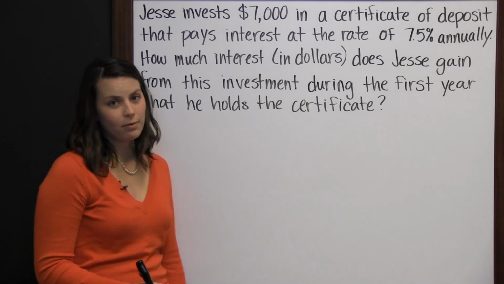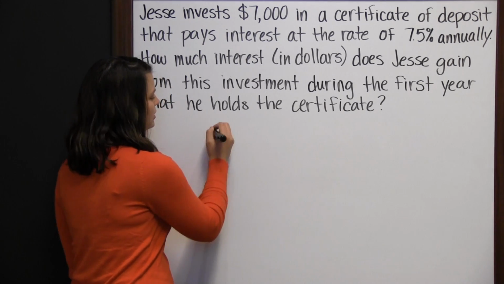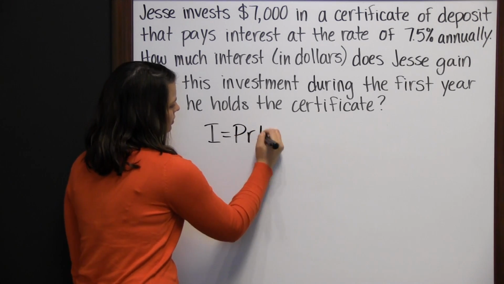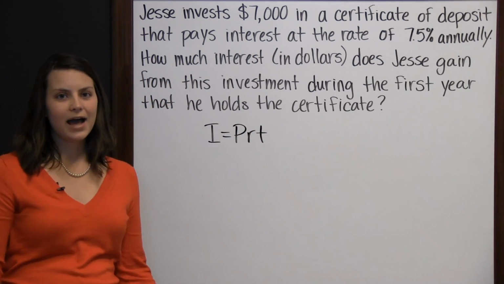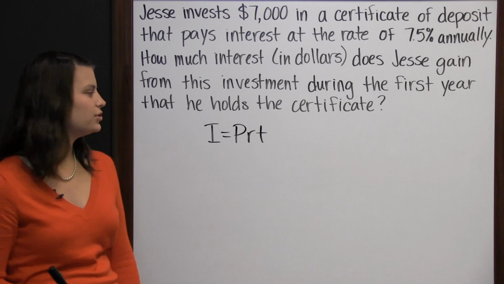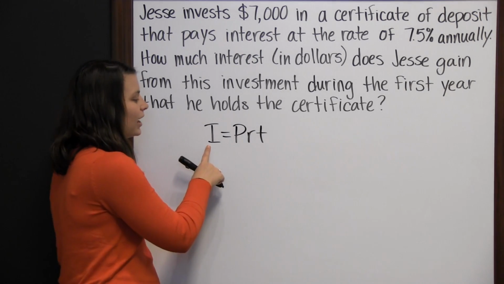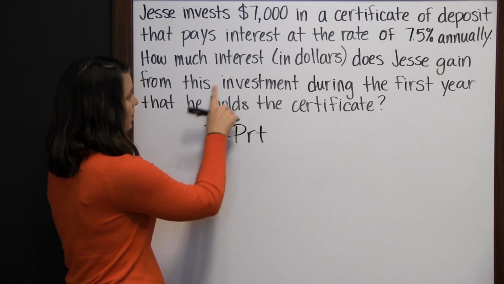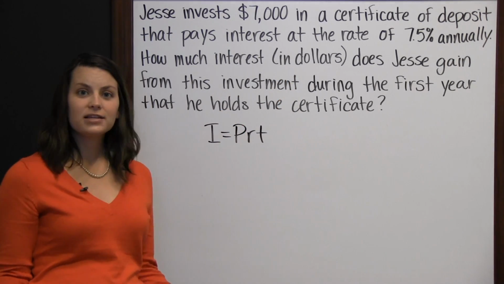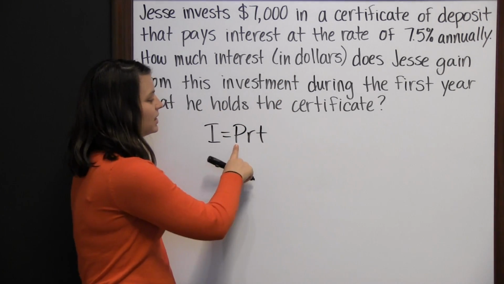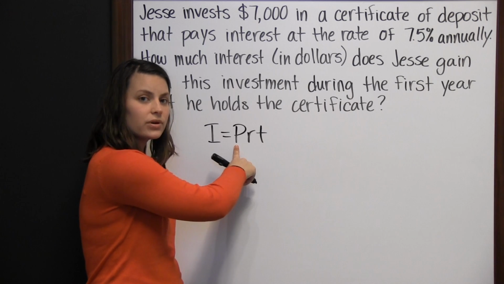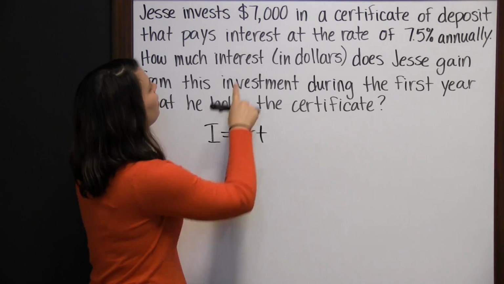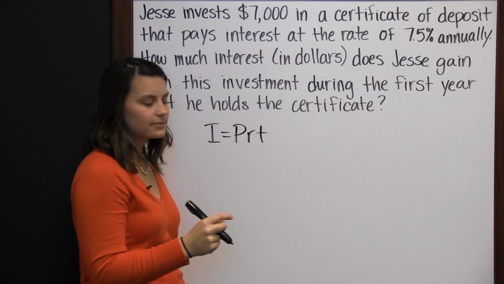This is a great problem to use this formula on. And some people call it I-PERT, just as a way to remember it. The I stands for the interest, the amount of interest in dollars, like what we're trying to find. P stands for principal, or the amount that's being invested initially. That would be our $7,000.